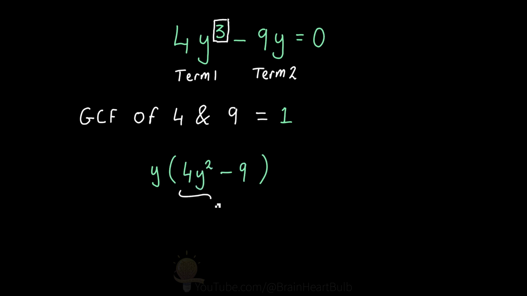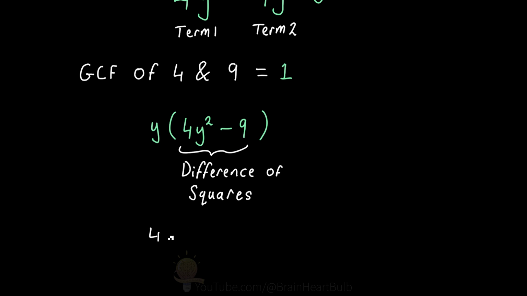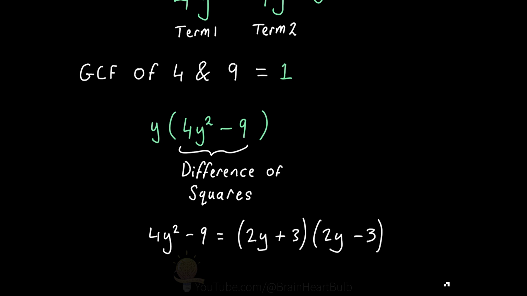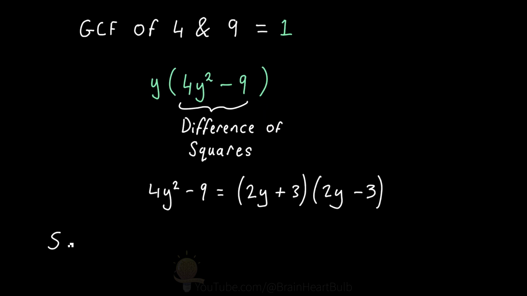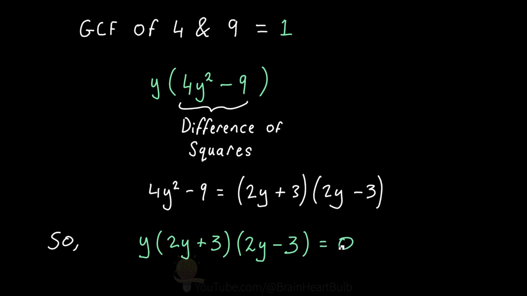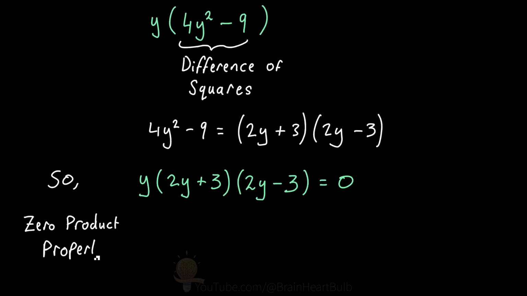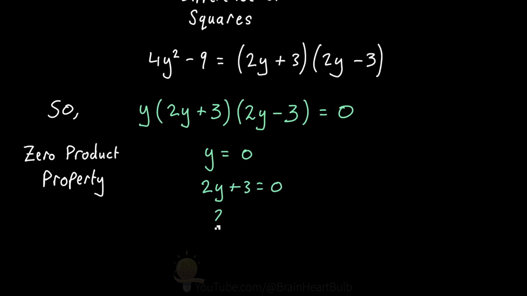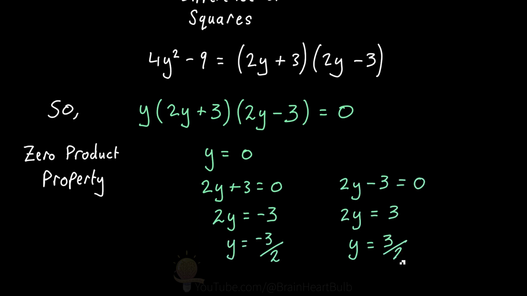Notice now that one of our factors is the difference of squares, and therefore we can factor this further. And this leaves us with 2y plus 3 for one factor and 2y minus 3 for the second factor. We can implement the zero product property to find our 3 values here. So we have y equals 0, y equals minus 3 over 2, and y equals 3 over 2.